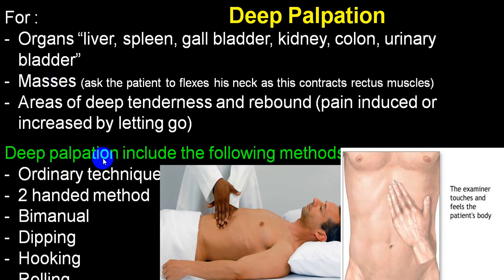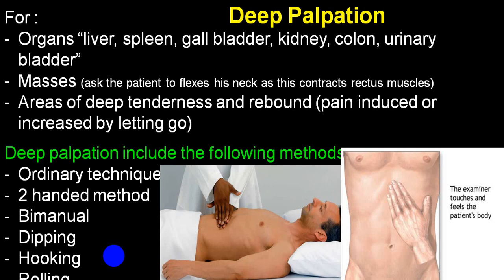The most common methods utilized in deep palpation are the single hand method and the two hand method. This is the single hand method, this is the two hand method. You can go for bimanual palpation, or you can go for the hooking method. I have already mentioned that the hooking method is most commonly utilized for a just palpable liver or just palpable spleen, by hooking at the right costal margin or left costal margin. Right costal margin for liver, left costal margin for spleen.